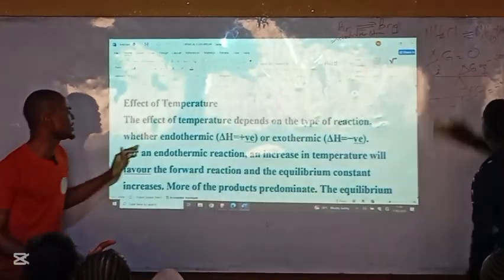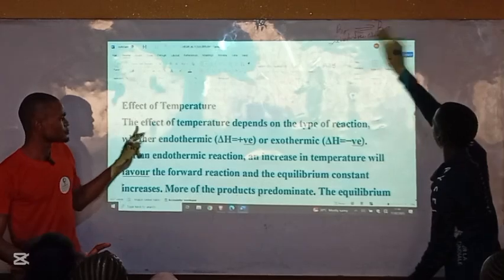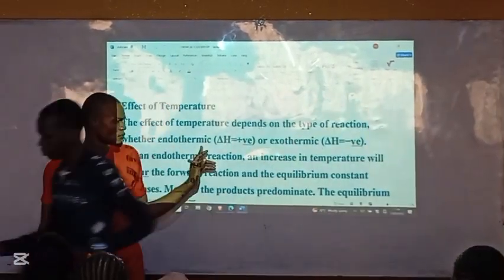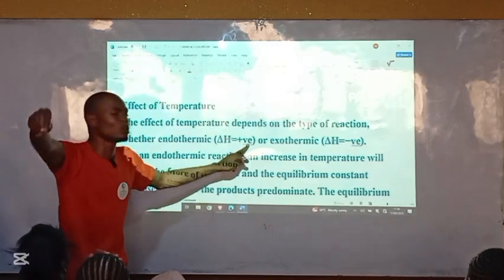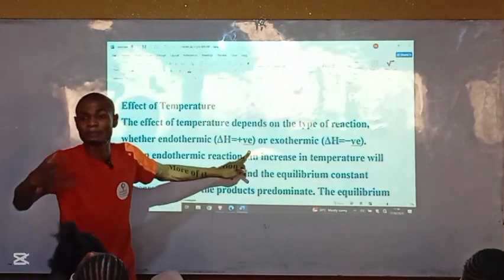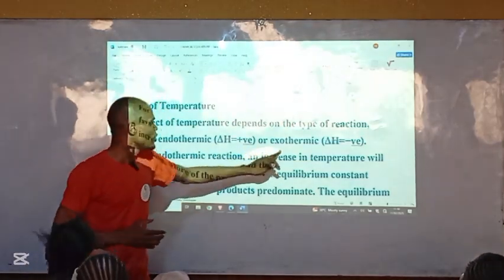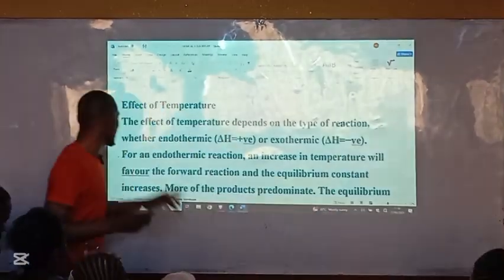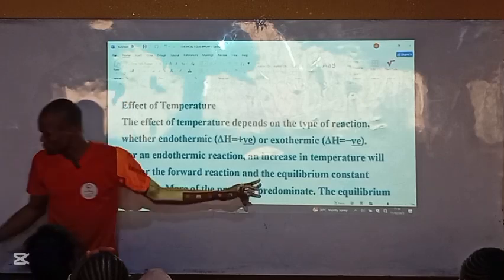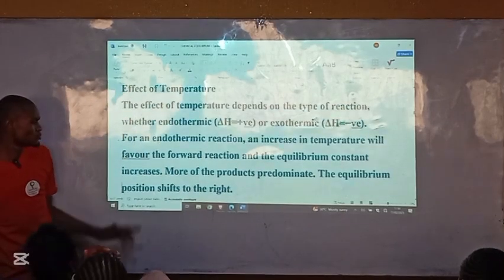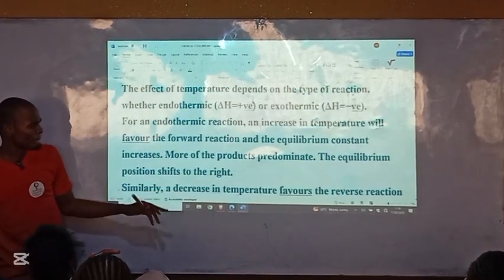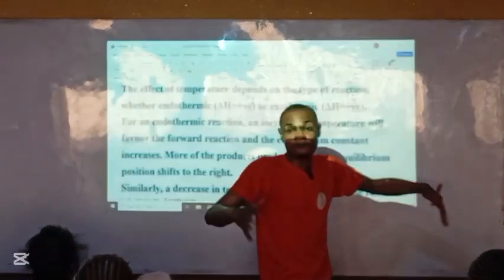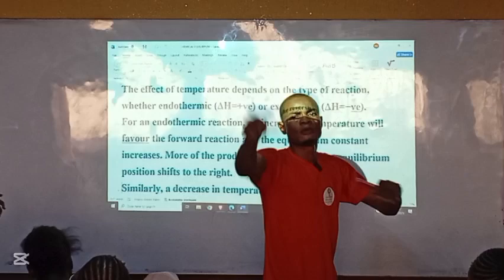Effect of temperature. We want to study the effect of temperature now. For an endothermic reaction, the heat change is positive, right? Because more heat is absorbed. For an exothermic reaction, the heat change will be negative. This one is exothermic. If we increase the temperature of the bromine liquid to 150, more vapor will be formed.